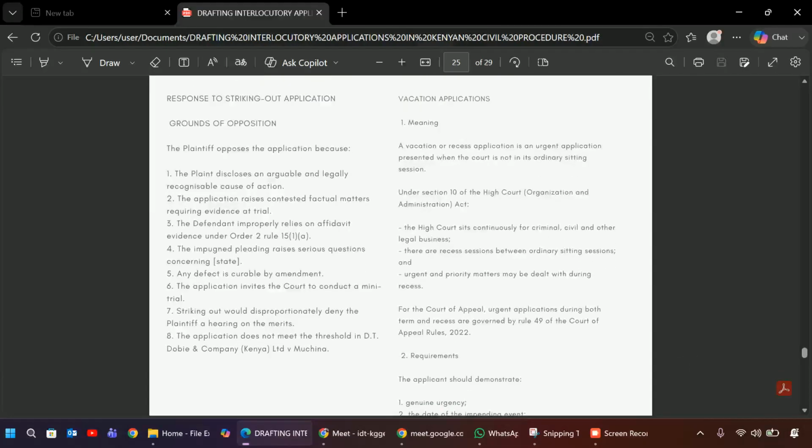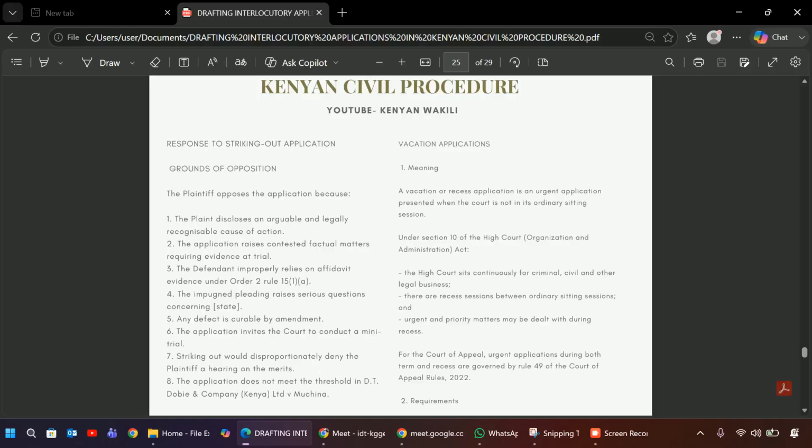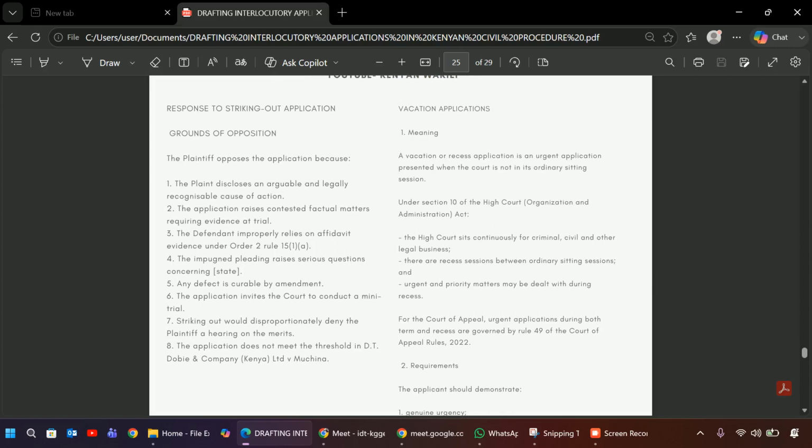So at times you can be put on your feet to reply, to make a reference to striking out an application. You are now told you are acting for the plaintiff whose plaint is about to be struck off. Now make the relevant response to it. So you will make a ground of opposition where the plaintiff will oppose the application because the plaintiff discloses an arguable and legally recognizable cause of action, where the application raises contested factual matters requiring evidence at trial, and the defendant improperly relies on affidavit evidence under Order 2 Rule 15(1).